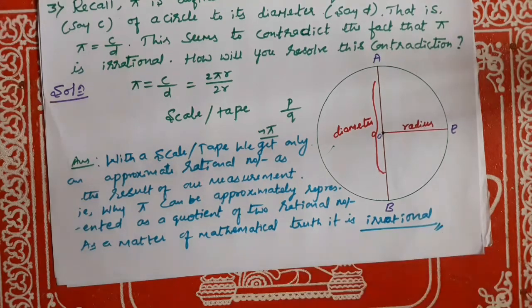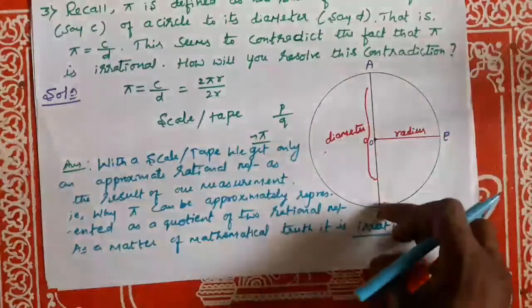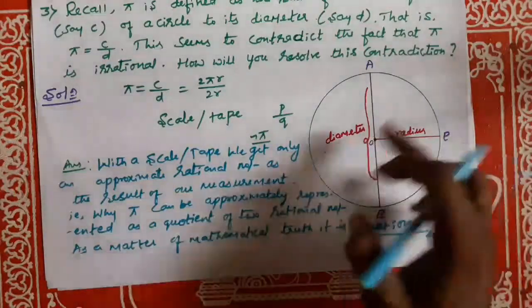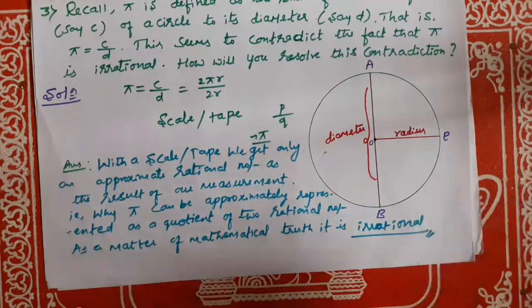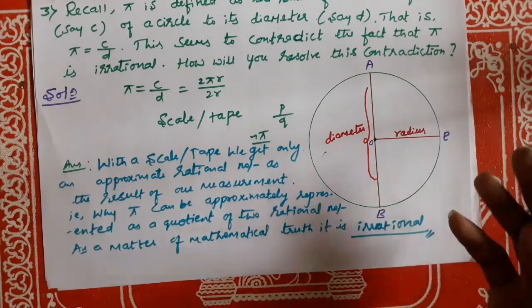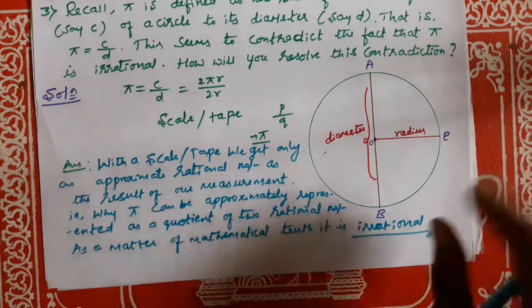This is the answer. See, this is the circumference of a circle, AOB is the diameter, and OP is the radius. The diameter is equal to 2 times the radius. It is possible only with a scale or tape that we get an approximate rational number. Got it? According to this resolution of our contradiction, as a matter of mathematical truth, it is irrational.